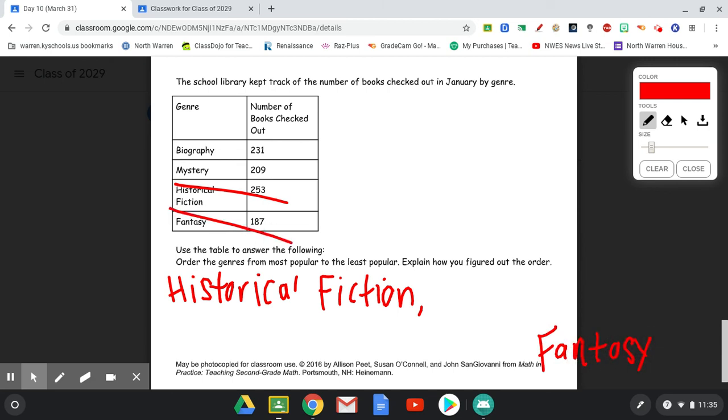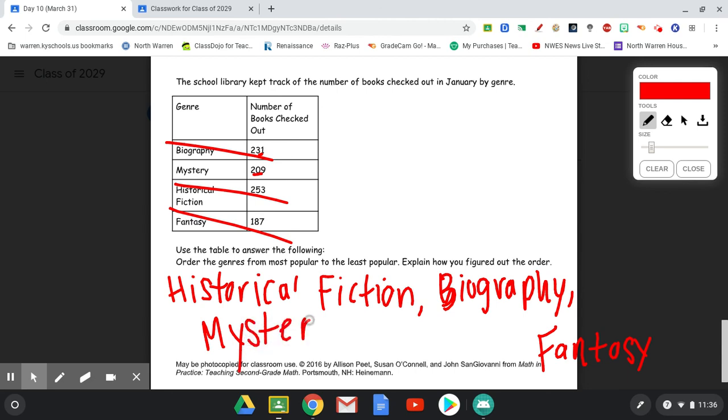But biography and mystery, they both have 200. So I need to go to the tens place. Biography has 3 tens, mystery has no tens. So I know that 3 tens is more. So I would need to put biography. And then mystery would come next. And fantasy is going to be last.